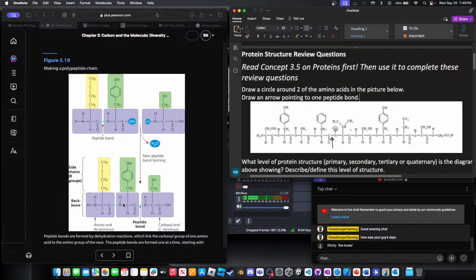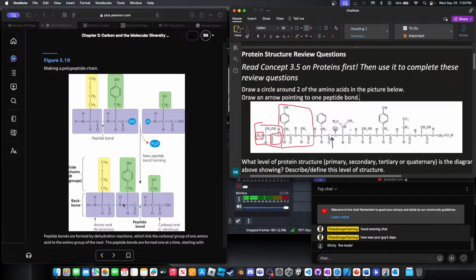Let's see. Okay, so draw a circle around two of the amino acids shown in the picture below. Okay, so we must have an amine group and a carboxyl group. This is what it always must have. Okay, so here's our amine group. This is one amine group right here. And here is our carboxyl group. So I think this is one amino acid right here. It's connected to another one, and then this one is our second amino acid. I think those are two amino acids.